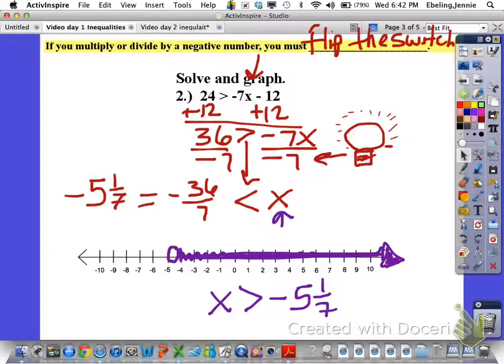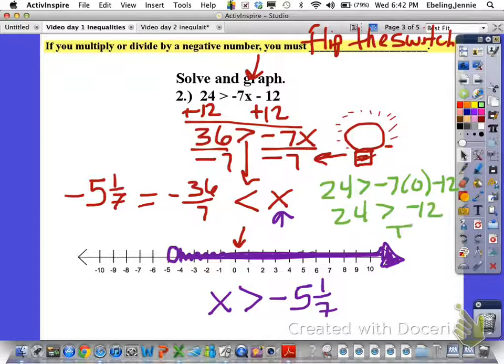Well, we can always check that by picking a point on the shaded region. And I'm going to pick 0. Looks like a really good number here. I'm going to pick 0, and I'm going to check 0. When I check 0, I'm going to plug it into the original inequality. 24 is greater than negative 7 times 0 minus 12. Well, 24, is it greater than negative 12? Yep, that's true, so I know I've shaded the correct side of the number line.